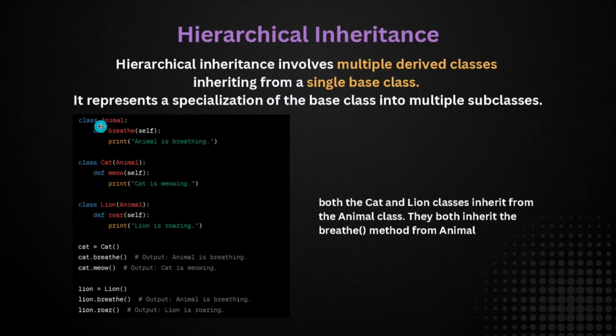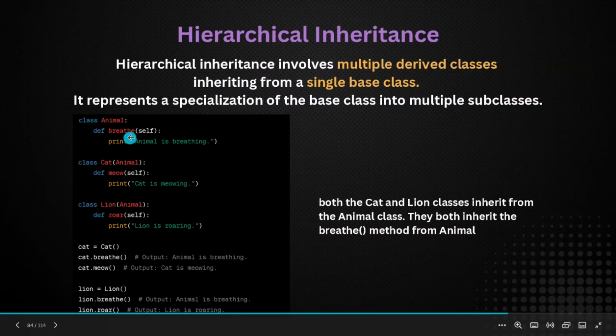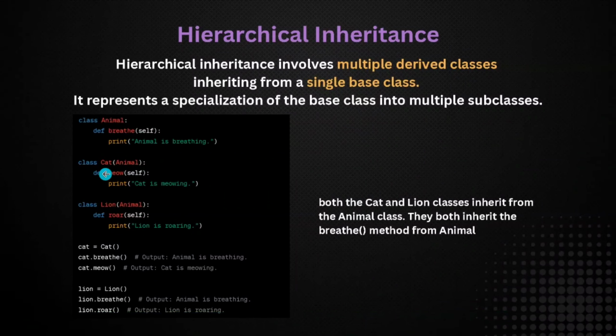For example, here we have a class animal which is getting inherited by two classes, cat and lion. So basically when I create an object of cat and lion, both these objects can access the method breathe. Why? Because these are the children of class animal. So as you can see, when we are creating an object of cat and lion, you can access breathe in both the cases and their individual methods as well.